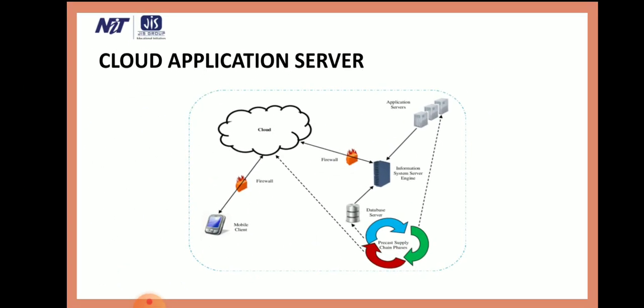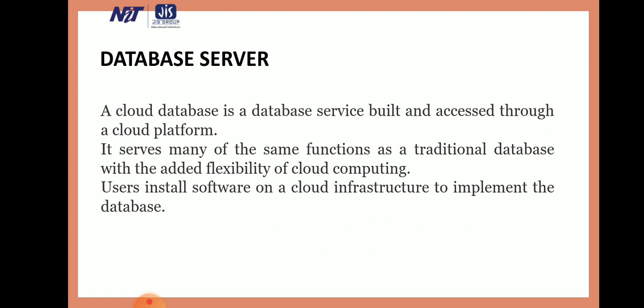What was the third one? The third one was the database server. A cloud database is a database service built and accessed through a cloud platform. It serves many of the same functions as a traditional database with the added flexibility of cloud computing. Users install software on a cloud infrastructure to implement the database.